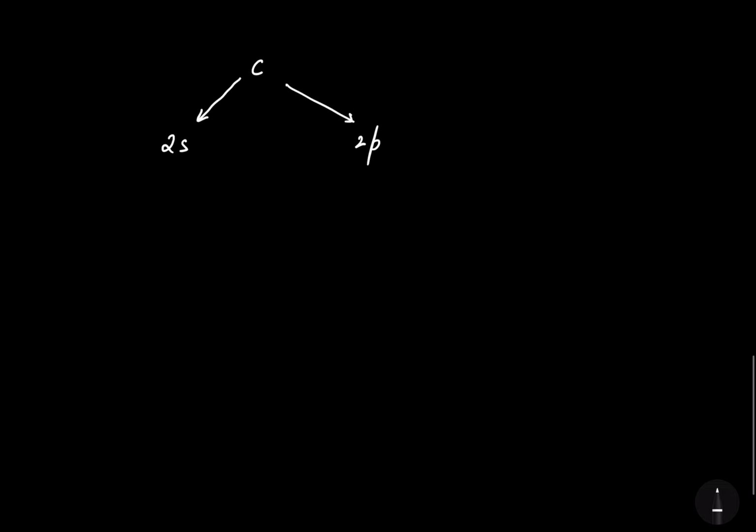Now what's the structure of the s orbital? What's the shape of the s orbital? It's spherical. It's spherical. Now we are having 3 2p orbitals.